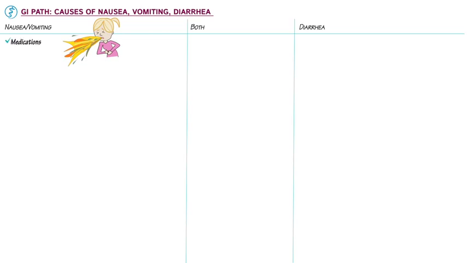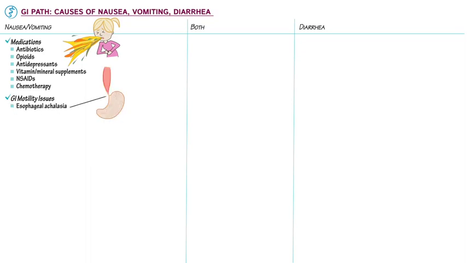First, indicate that several medications are known to cause nausea and/or vomiting, particularly antibiotics, opioids, antidepressants, vitamins and mineral supplements, NSAIDs, and chemotherapy. Then indicate that GI motility issues can prevent normal passage of food and result in nausea and vomiting. This can be due to damaged nerves or mechanical obstruction.